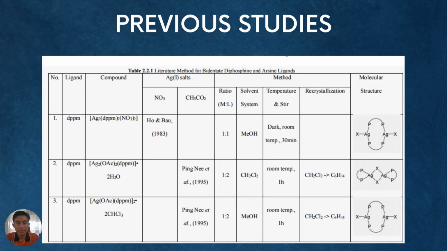And then this is my collection of the previous studies of diphosphine ligands, with their general molecular structure, also with their ratio, solvent system, temperature, and also the methods of recrystallization. As we can see, the diphosphine ligand usually acts as a bridging or chelating ligand, also with an anion ligand.